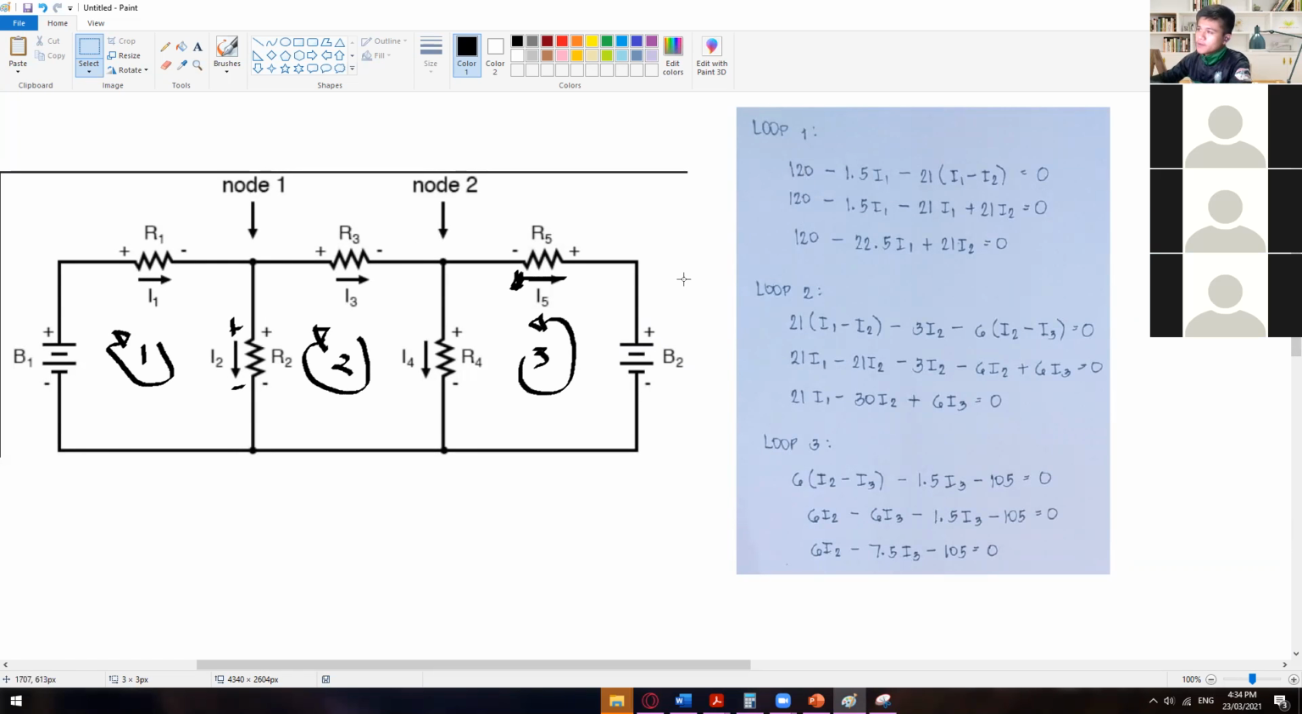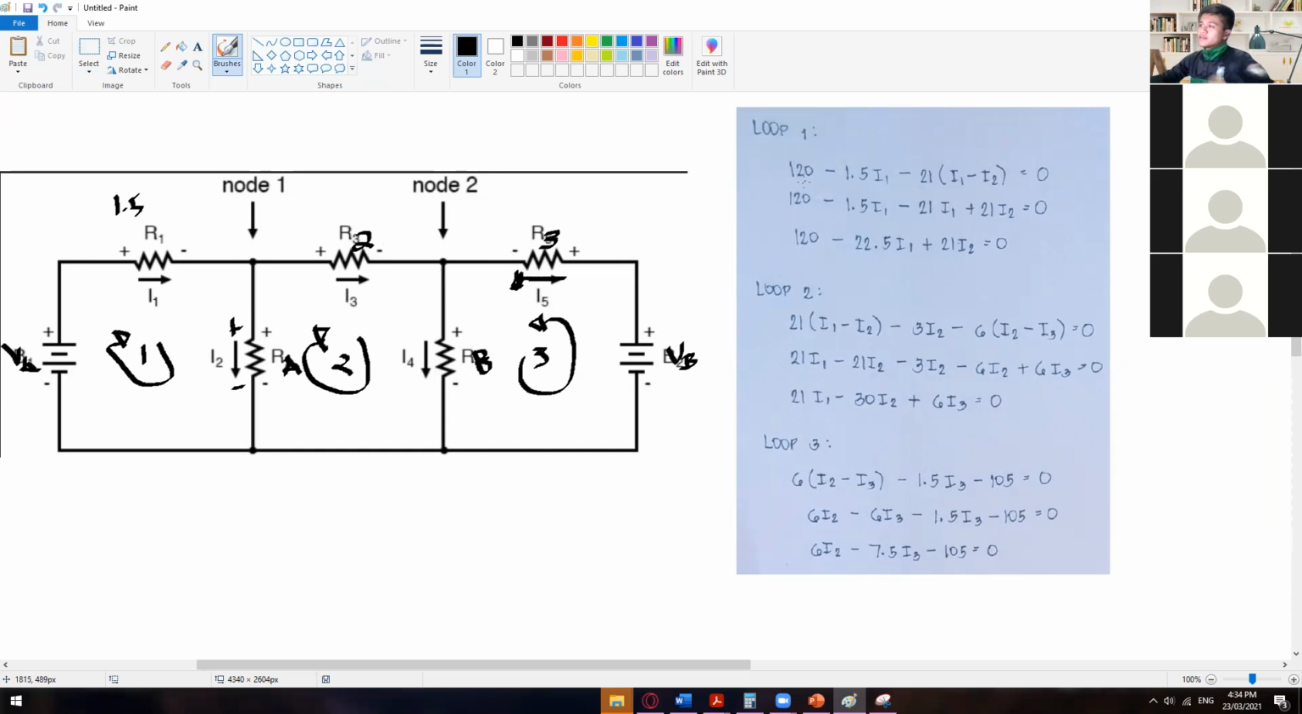All right. So from here, if you're going to take a look at this one, this is the correct signage when it comes to loop 1, loop 2, and loop 3. So positive 120 minus 1.5. So the value of R1 is 1.5. So 1 is RA, so 1 is RB. VA, VB. R3, R1, R2, right here. And then R3. This one is B. RA, RB. R1, R2, R3. There you go.